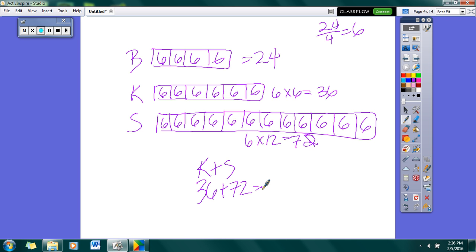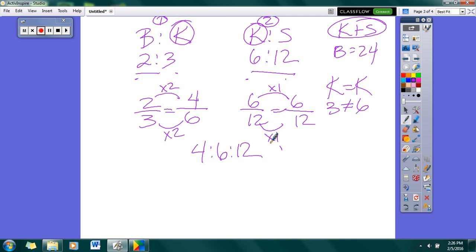This is going to equal 108 total CDs between the two of them. Okay, so hopefully you understand the first thing I need to do is make a ratio that's 3. And the only way I can do that is if all the numbers are the same. 3 was not equal to 6, so I had to make them equal to one another so that 4 could be compared to 12.